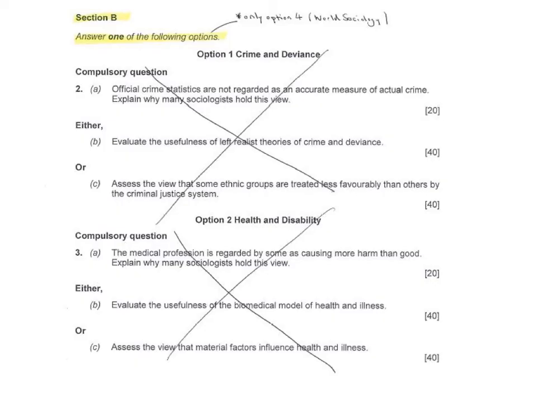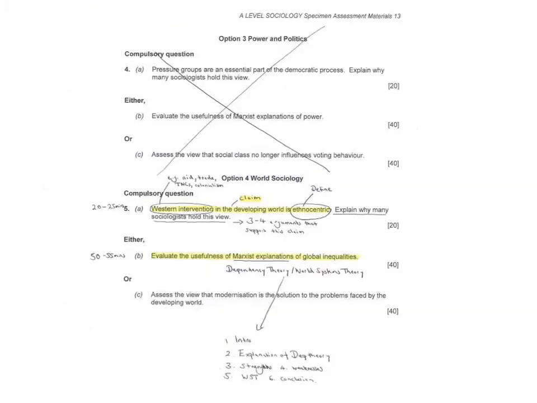Okay, going back to the exam paper, after section A there is section B, and we can see this instruction to answer one of the following options. So on your exam paper you will be given 4 options. You only do option 4, which we'll see in a minute is the world sociology section. So completely ignore the sections on crime, the sections on health, ignore the section on power and politics, and then you just focus on this option on world sociology.